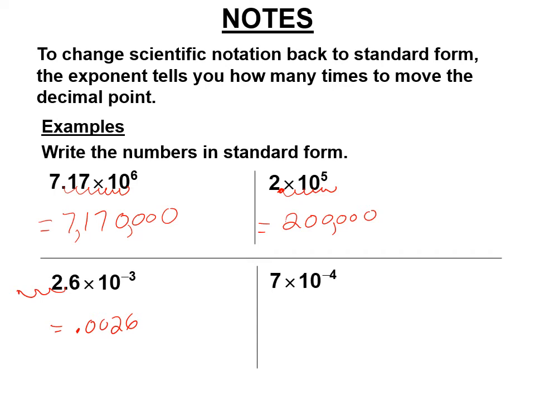Where's the decimal point? It's behind the 7. We got to move it 4 times. That means we're adding 3 zeros, and that is 7 10,000ths, right? Tenths, hundredths, thousandths, 10,000. That's 7 10,000ths. The other one ended in the exact same spot. That's 26 10,000ths.